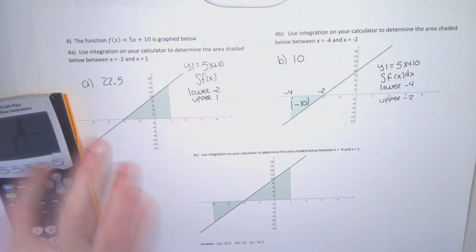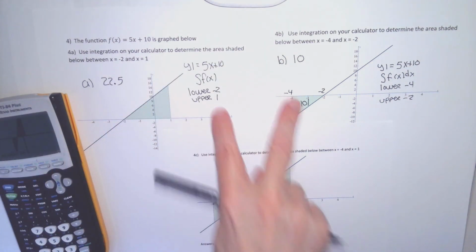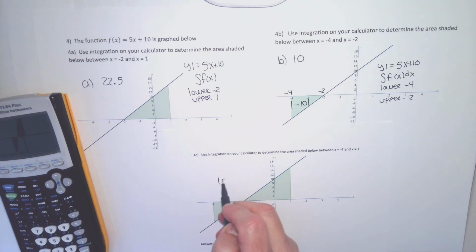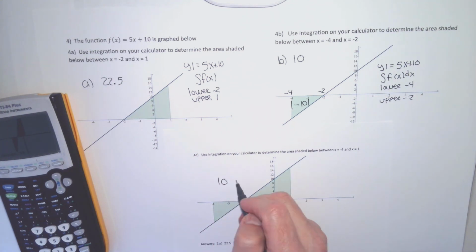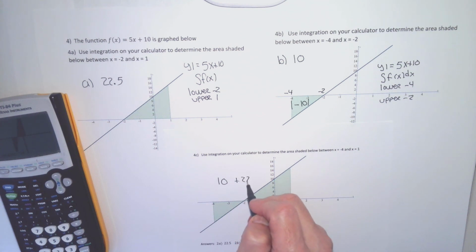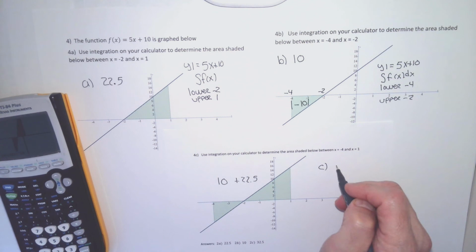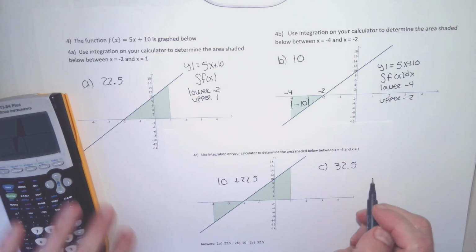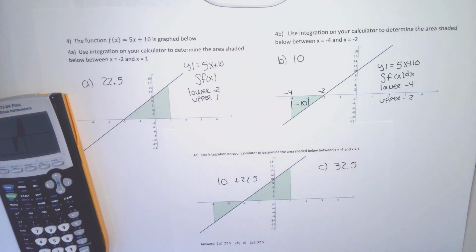For part C, it just takes the first graph and the second graph, shades them all together, and wants me to find the total shaded area. The total shaded area is the area beneath the x-axis plus the area above the x-axis. And when I add those two numbers, my answer to part C, the area, is going to be 32.5. And I guess square units would be nice, but I often get lazy in this section and don't actually write the square units.